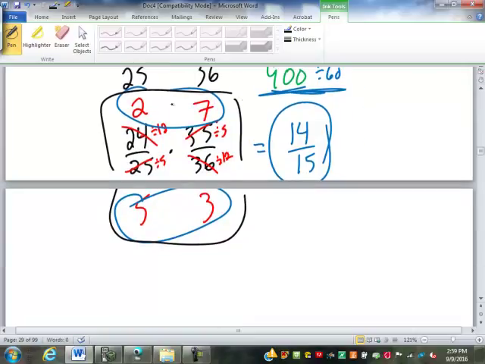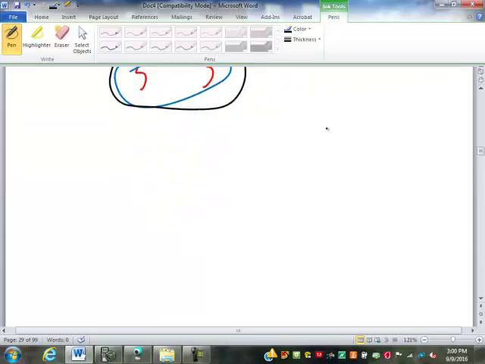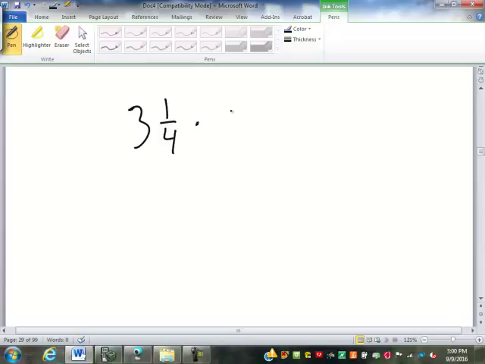Now again, I'm not going to stick to using simple fractions. I'm going to jump up to mixed numbers. Let's see here. 3 and 1 fourth times 7 and 3 fifths.